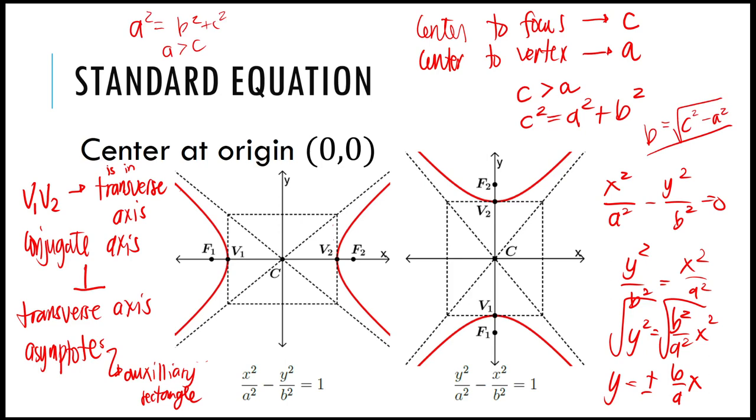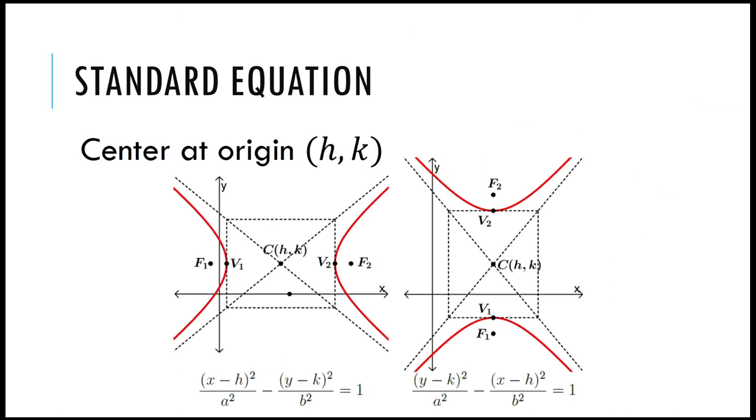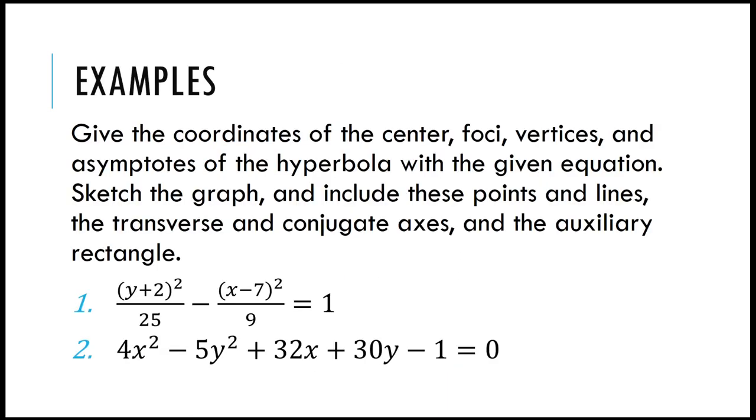Okay, let's try to solve examples. I forgot to generalize the standard equation for the hyperbola with center not at the origin, but at any point (h, k). Ganun lang din po yung gagawin natin like for the other conic sections. Lalagyan lang natin ng minus h and minus k sa x and y. H kasama ni x, k kasama ni y. Okay.